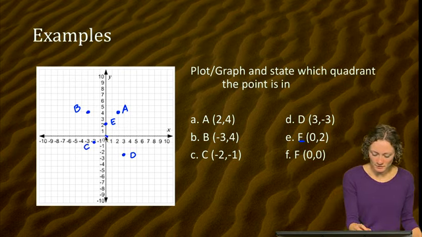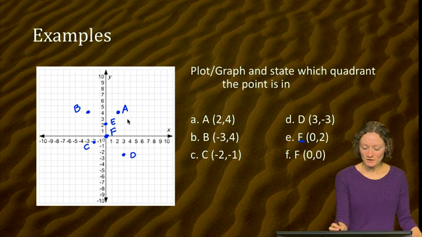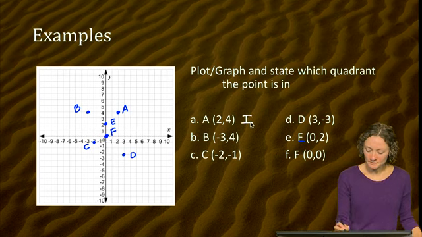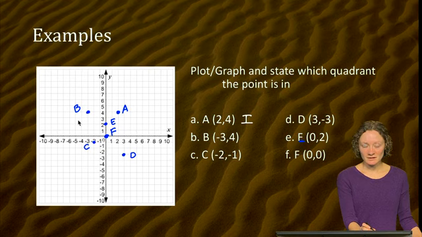Okay. All right, now let's label where each of these falls. The first point, point A, falls in quadrant 1. The second point, B, in quadrant 2.